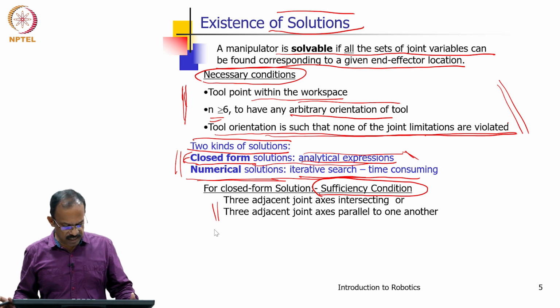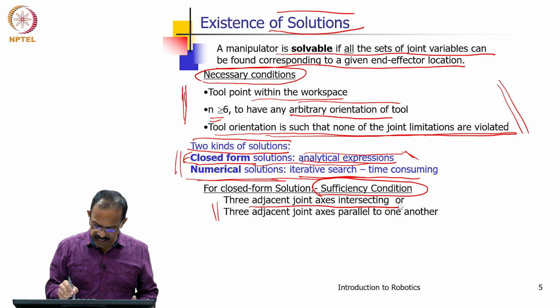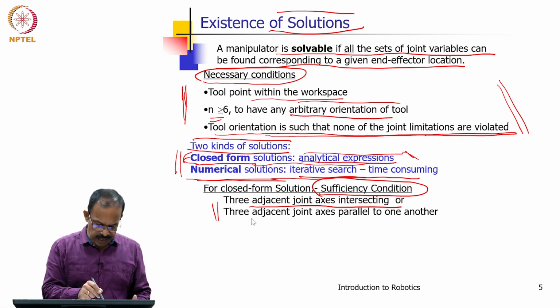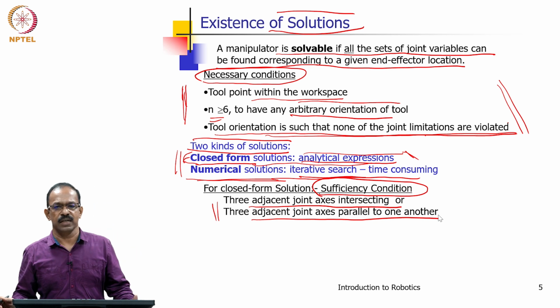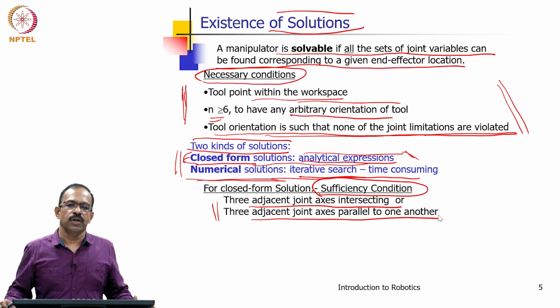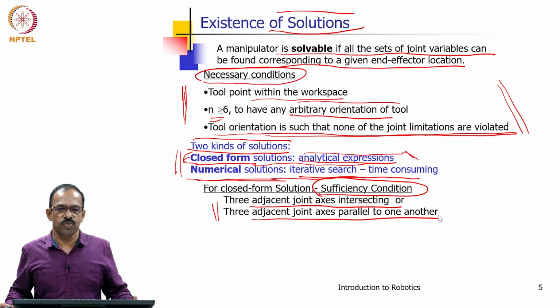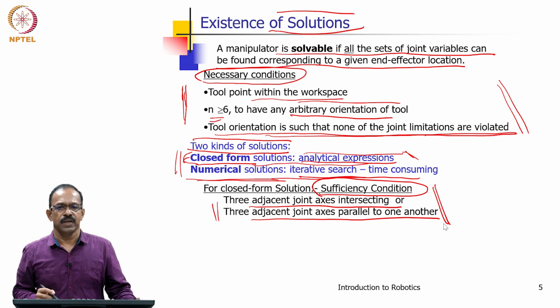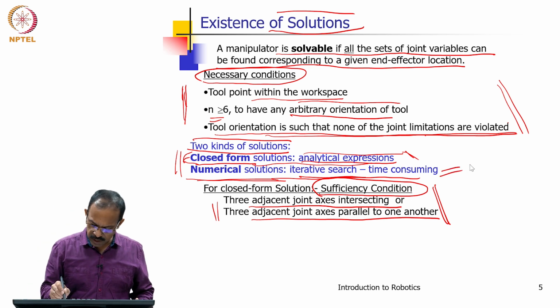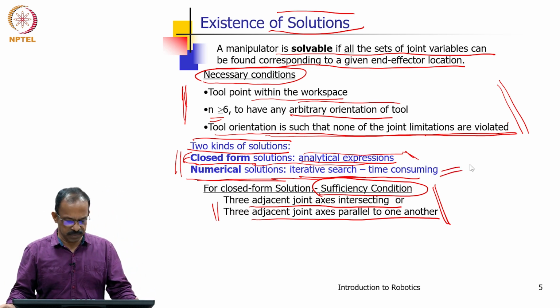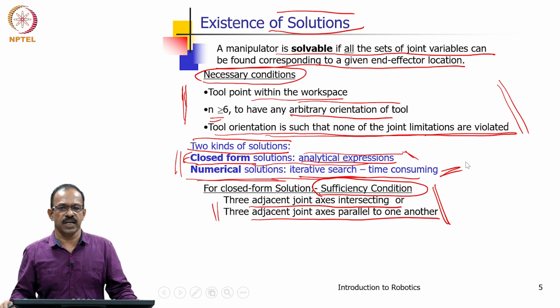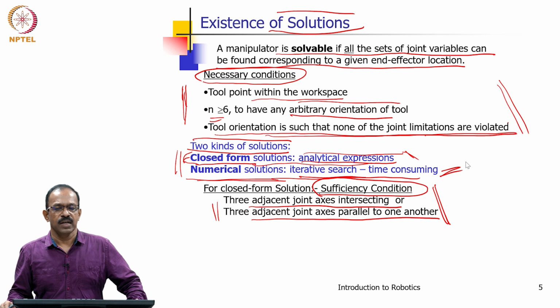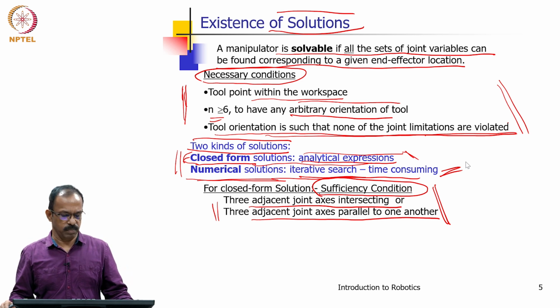The sufficiency condition says that if 3 adjacent joint axes are intersecting or 3 adjacent joint axes are parallel to one another, then we will be able to solve the inverse kinematics using the closed form methods. And if this condition is not satisfied, then you will not be able to solve it using closed form methods. You need to go for numerical methods. That is the condition that says sufficiency condition, where you can solve this using closed form methods. And what does it say?